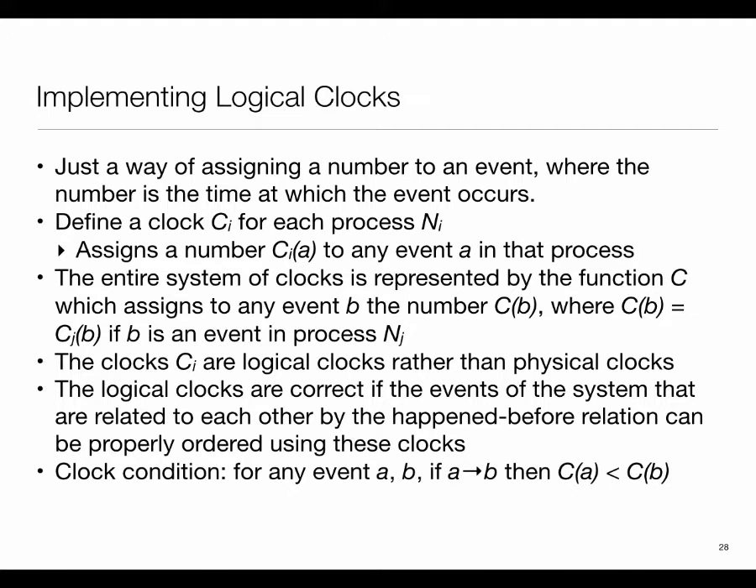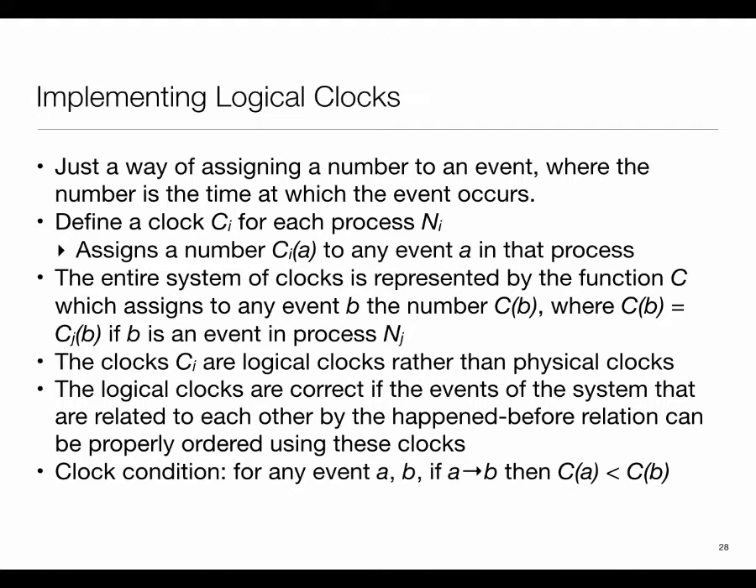So what is a clock? A clock is a way by which I assign a timestamp, a number, to these events. Imagine that at each node I have a clock Ci. So each node has its local clock, and using that clock, I assign a number to an event that happens at that node.